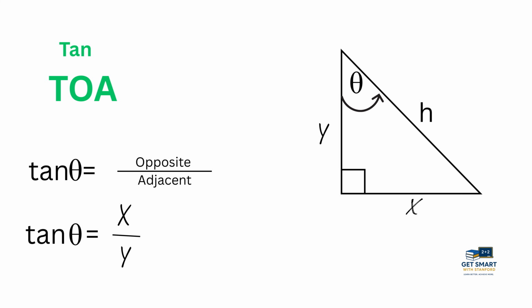TOA. This should not be confused for the word tour, but TOA. This means that tan of an angle equals opposite over the adjacent of that particular angle. And in this particular case, it means tan of the angle theta equals opposite x over adjacent y.